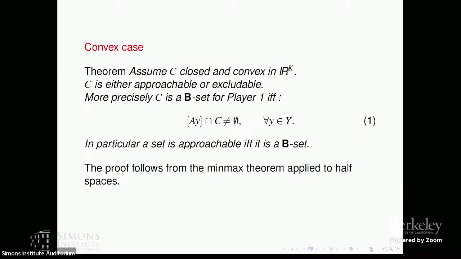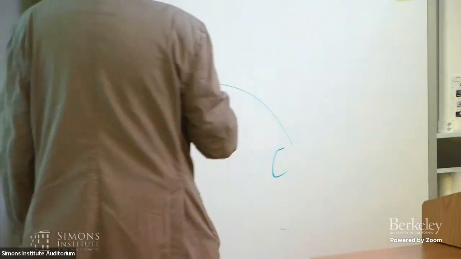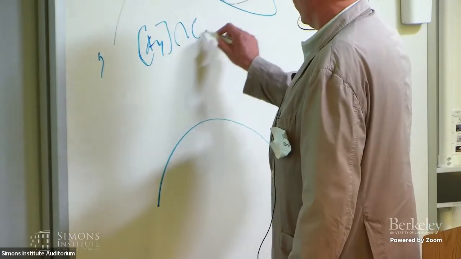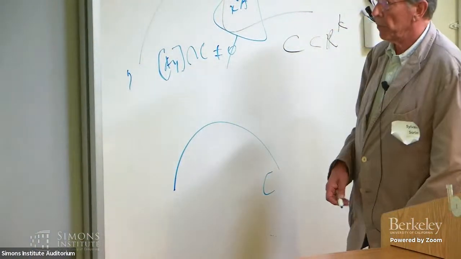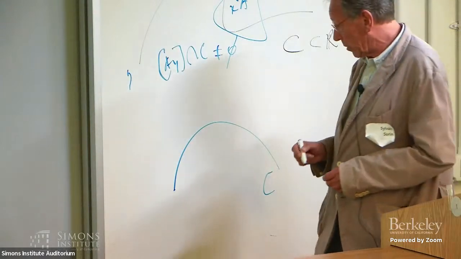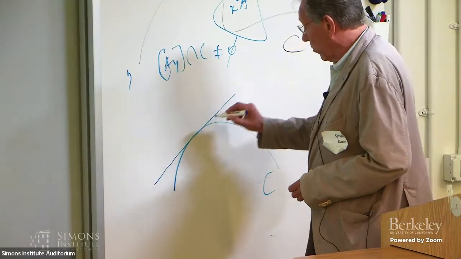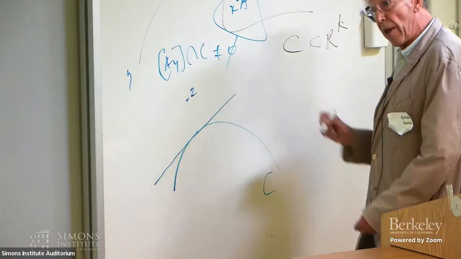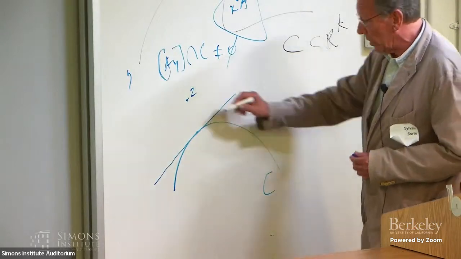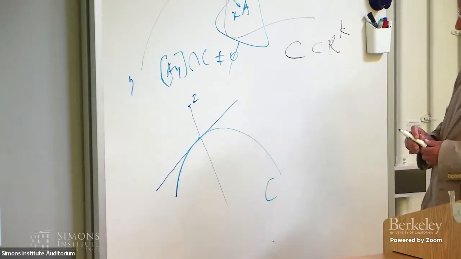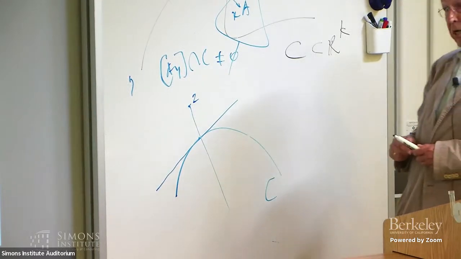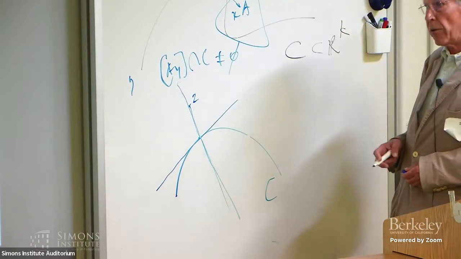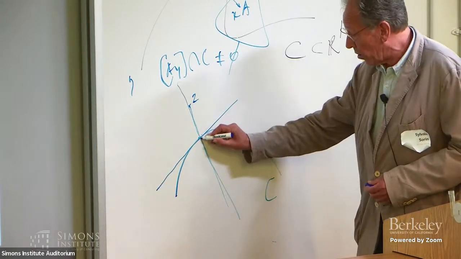Okay, and what you know is that for every Y of your opponent, the set AY will intersect the set C. Otherwise, the opponent could exclude the set. So now you take a point outside, you look at the projection, you look at the hyperplane. And what you know is that for every strategy of the opponent, the intersection with C will be non-empty. So if you look at the projection on this line, it means that for every strategy of the opponent, player one can get a payoff on this side.